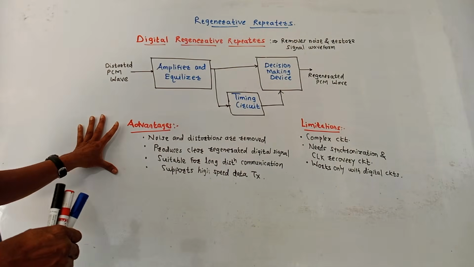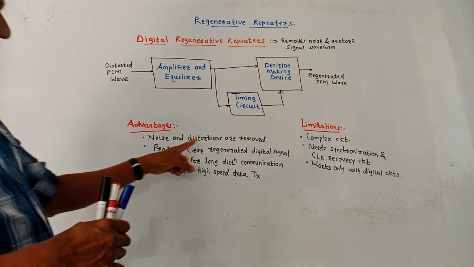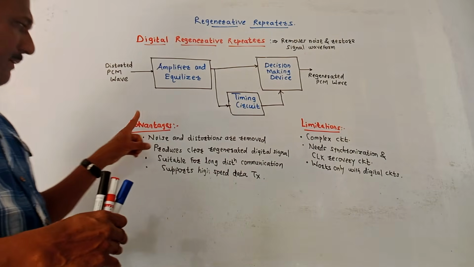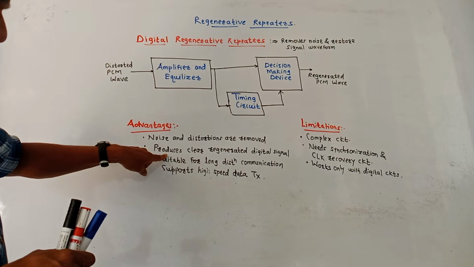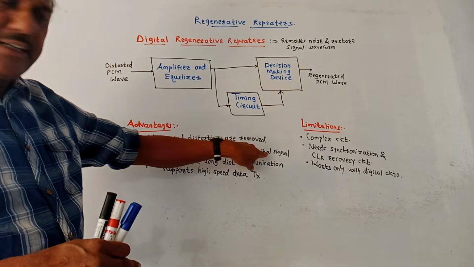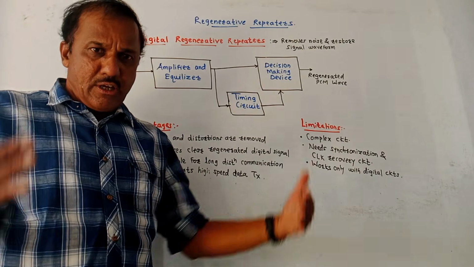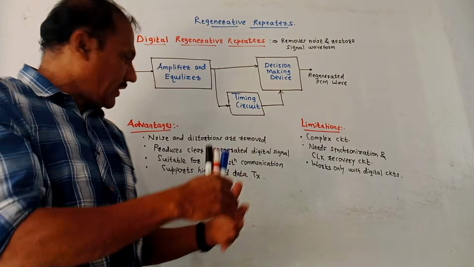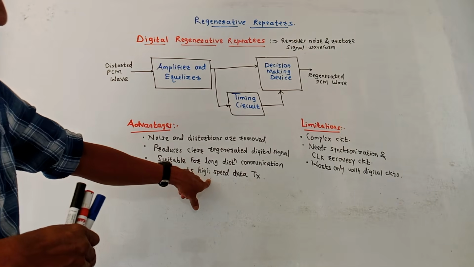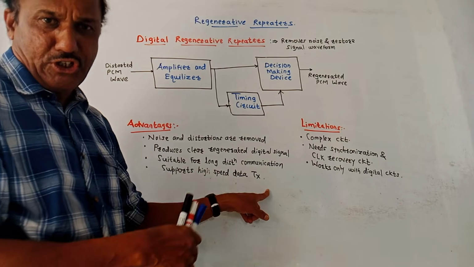Now the advantages. As we discussed, the noise and distortions are removed. This is the major advantage. It produces a clear regenerated digital signal. Then it is suitable for long distance communication, which was the limitation for analog repeaters. Then it supports high speed data transmission.